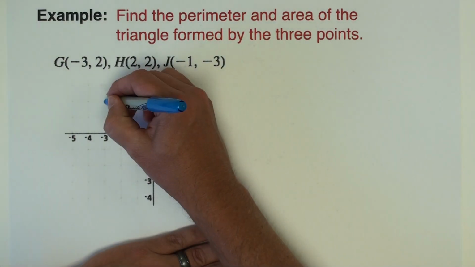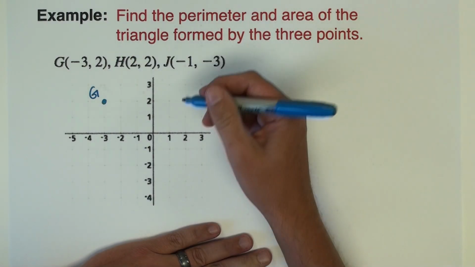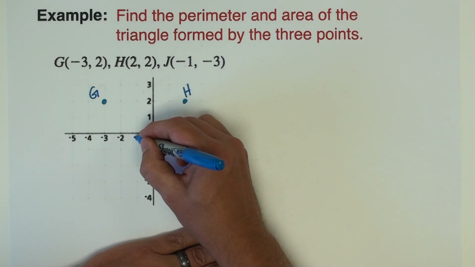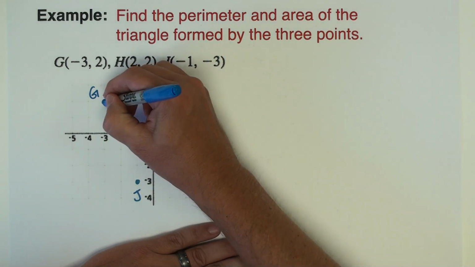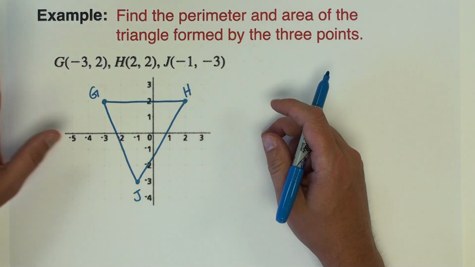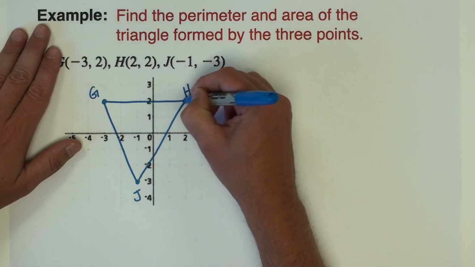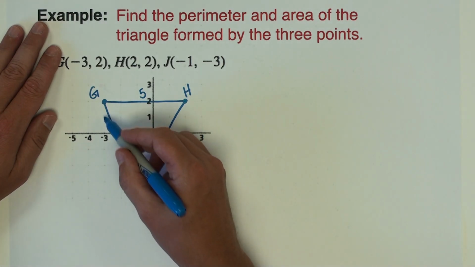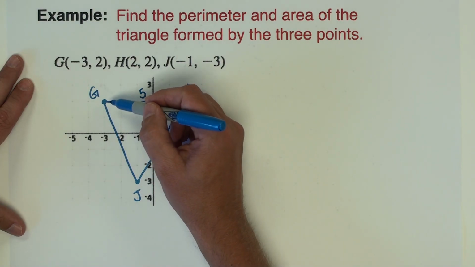So the triangle is at -3, 2, point G, 2, 2, point H, -1, -3, point J, and so like this. All right, so perimeter, I need the lengths of all the sides. Now GH right here is the easy one. I can just count that out. That's 5 units.